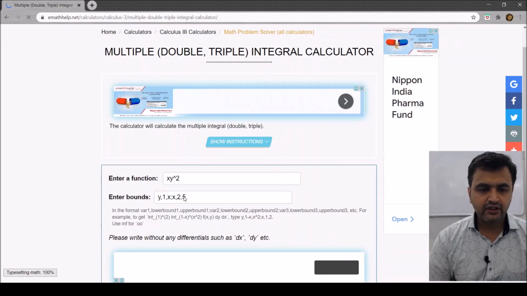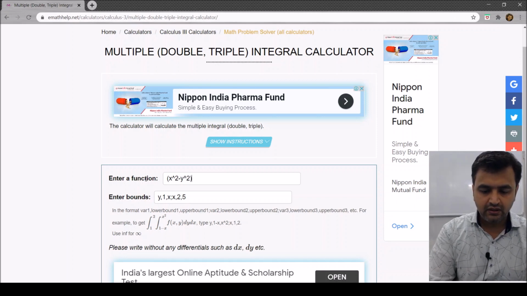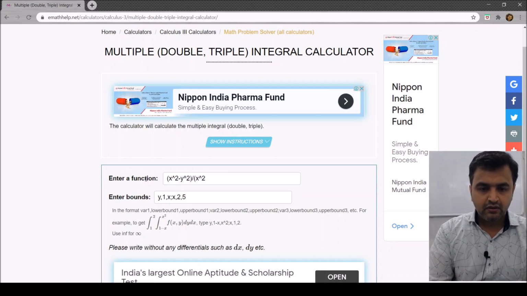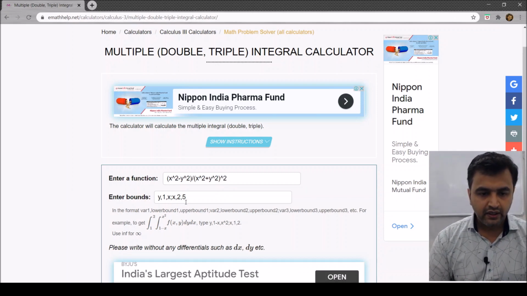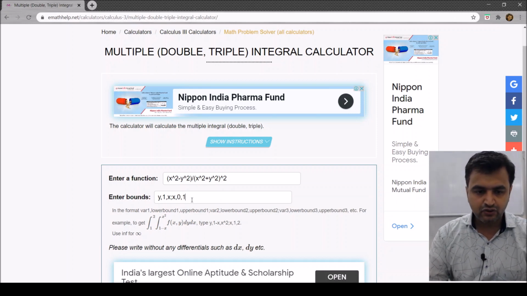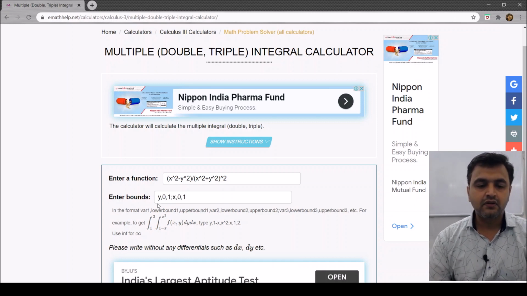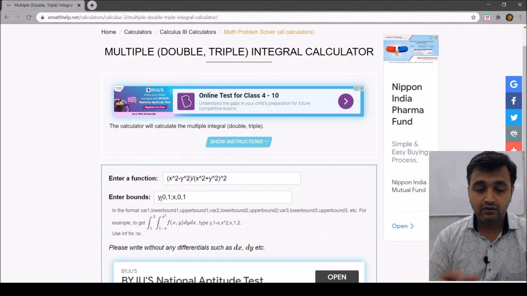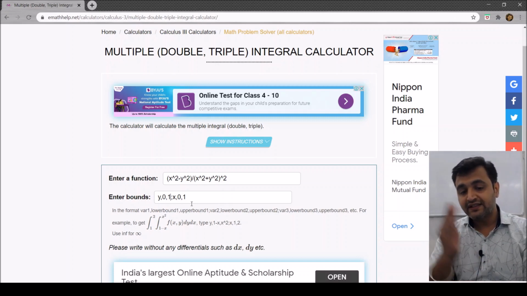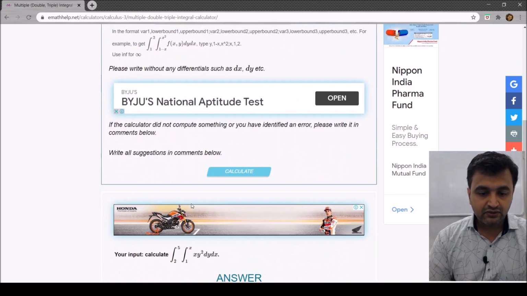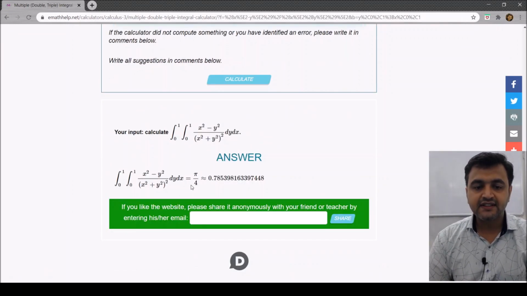Now what to do is, here you enter the function. So what was our function? The function was x square minus y square divided by x square plus y square, its whole square. And what were the limits? The limits of x were 0 comma 1 and the limits of y were also 0 comma 1. Here y is written at the start. That means we will integrate with respect to y first, and with respect to x later on. So let's see. If I click calculate over here, calculating, so the answer is pi by 4.